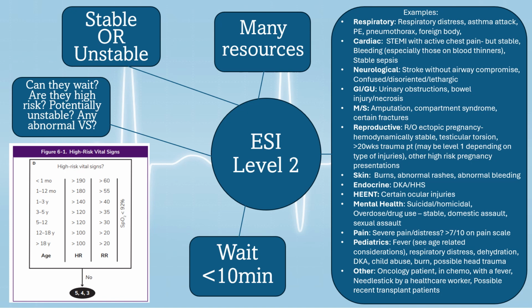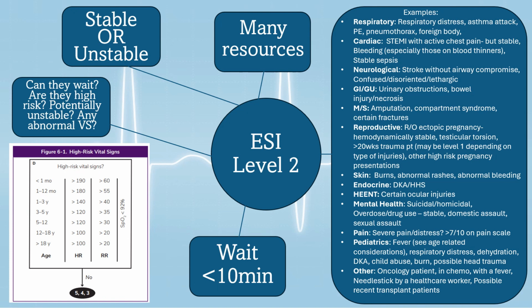And again, making sure that the clinical picture fits, right? So you could have an anxiety patient that's tachycardic and tachypneic, but does it make sense clinically? And then really looking at those pediatric vital signs too, because that's where we're going to run into those higher risk situations. Some examples of ESI level 2 are on the right-hand side here.